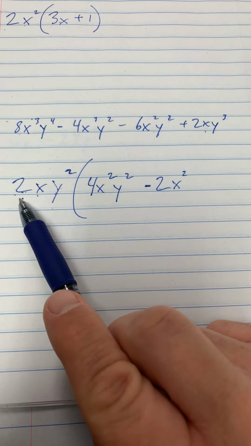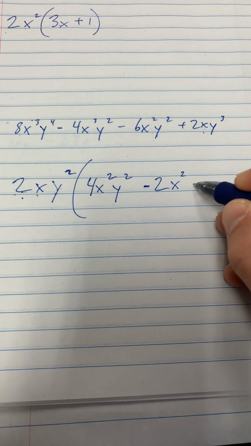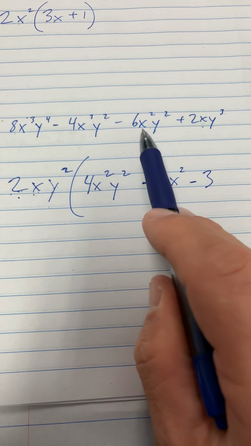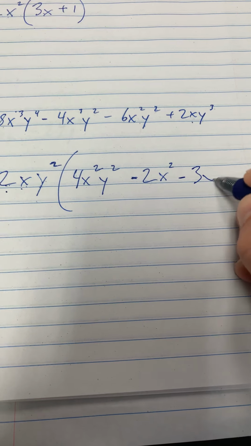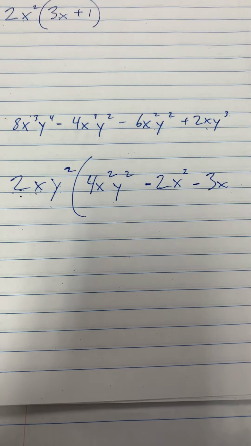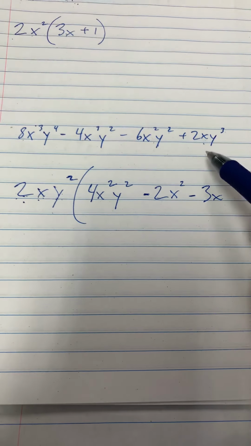Next one. 2 times what gives me negative 6? Well, that's going to be negative 3. x times what gives me x squared? x. y squared times what gives me y squared? Well, 1, so I don't have to put anything there. That's ready to go. Last one.